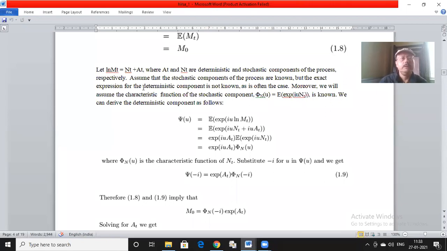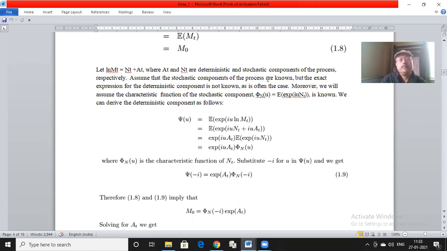A standard model for log MT. Suppose log MT is NT plus AT. This is my model where AT is the deterministic part of the process, which is like the trend, and NT is the stochastic part of the process. A martingale need not be both of these things. It can be only stochastic, but in general, I can think of the martingale consisting of one trend part, a deterministic part that I want to take out. So I take out the deterministic part. It is like our usual time series modeling. We break up the time series into components.